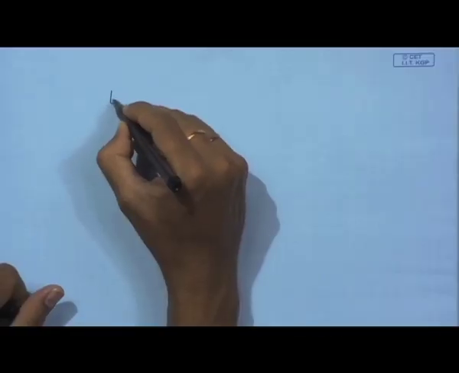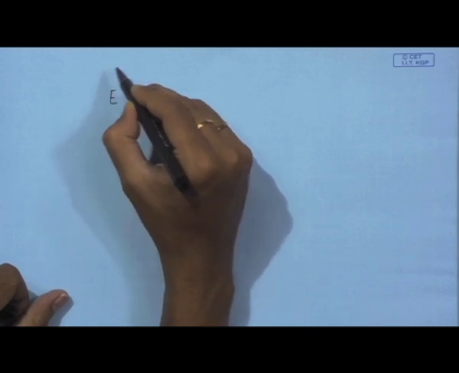So next is type of encounter. The most important thing here is encounter. Encounter is important. It can be categorized. One is elastic scattering. So first is an encounter.